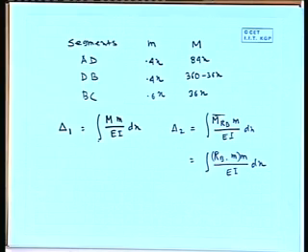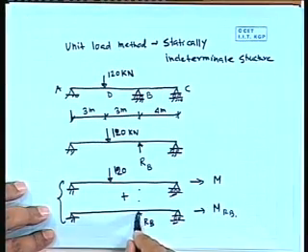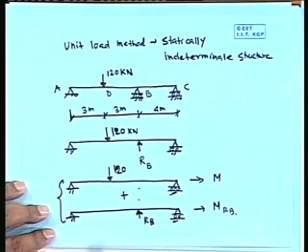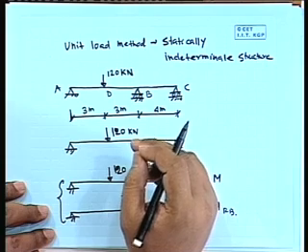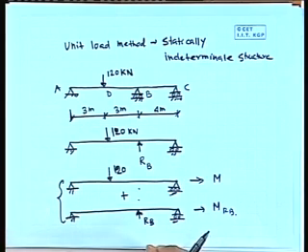Is this part clear? On the structure, here it is RB. If we put not RB but 1 unit, whatever effect we get due to the unit load, due to RB it will be just RB times. If it is 1 unit, whatever moment you get, if it is 10, it will be just 10 times. If it is 20, it will be 20 times. That part we will take care of.